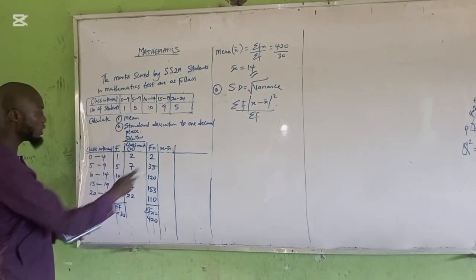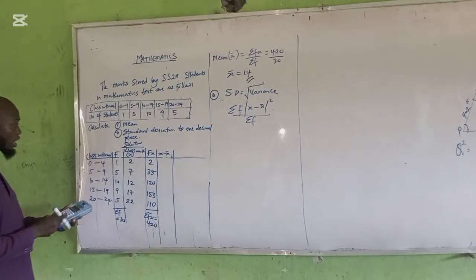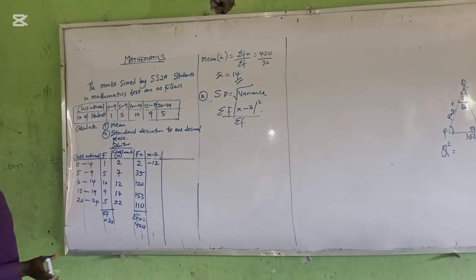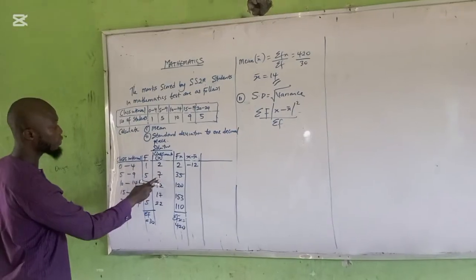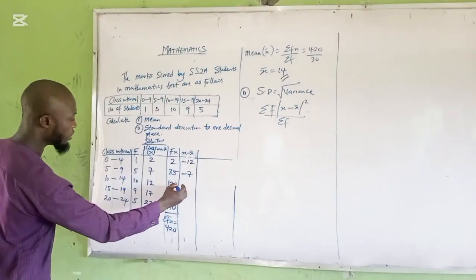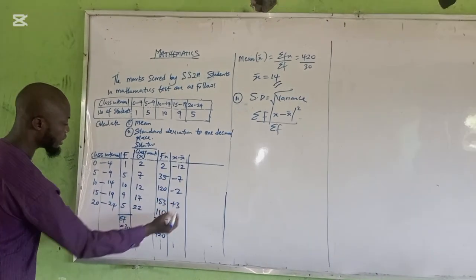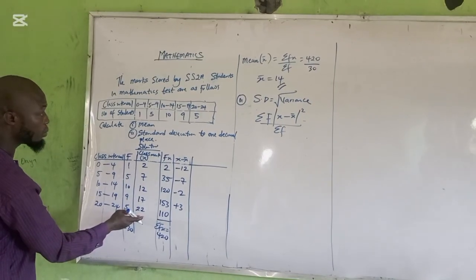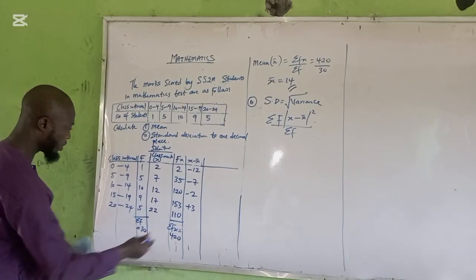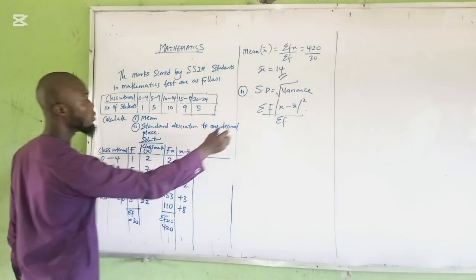So for x minus x bar, we have 2 minus 14, and that will give us minus 12. I hope you are getting this. Then you have 7 minus 14, that will give us minus 7. Then 12 minus 14 gives us minus 2. 17 minus 14 gives us plus 3. And 22 minus 14 gives us plus 8. Is that clear?